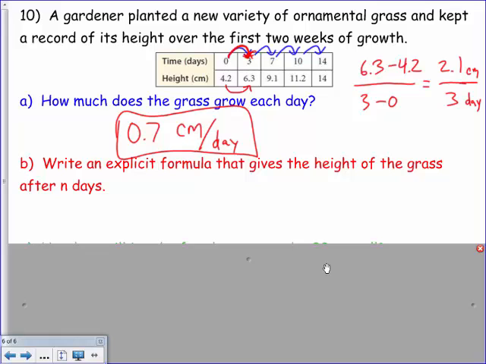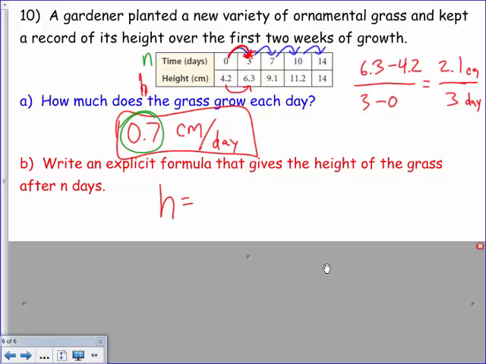All right, so now let's use that. Write an explicit formula that gives the height of the grass after n days. So n is representing days. I'm going to use h to represent height. So I want to find the height after n days. Well, what do we do with the n? Remember, the n applies to our rate or our slope. So this guy right here. So that's where I can say my 0.7n, right? Because it's going up by 0.7 each time.